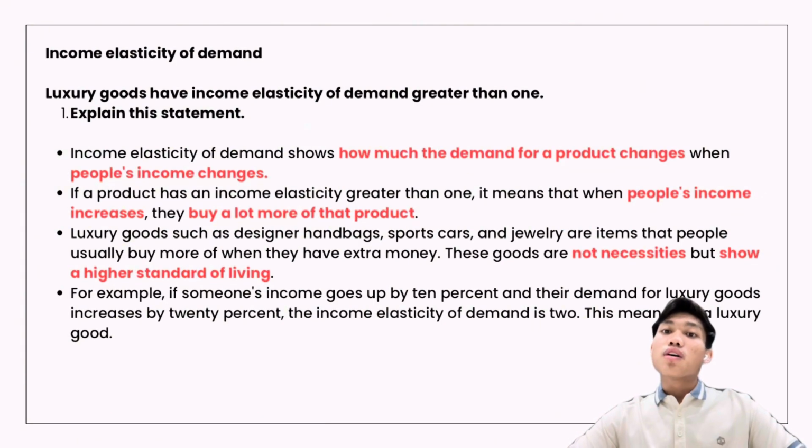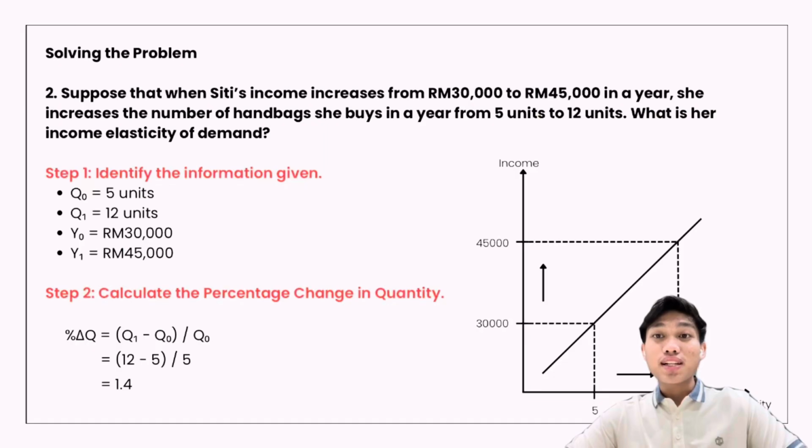Now, let's see this in action with a practical case. We are told that when Siti's annual income increased from RM30,000 to RM45,000, the number of handbags she bought jumped from 5 to 12 units. Our goal is to calculate her income elasticity of demand. The formula is very straightforward: the percentage change in quantity demanded divided by the percentage change in income.